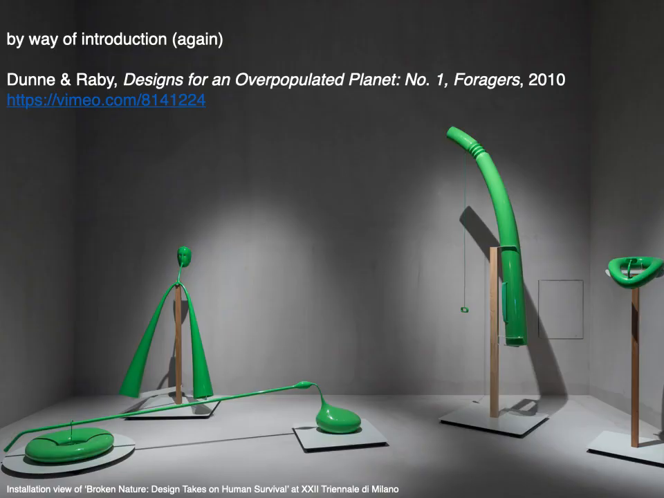Allow me to suggest another example, also in terms of moving images. Here's a work by Anthony Dunne and Fiona Raby, entitled Designs for an Overpopulated Planet. This is number 1, entitled Foragers. Again, there are a number of videos, 5 are in existence. They date back to 2010. And what you can see here is an installation shot of objects made for this series, Designs for an Overpopulated Planet, as they were presented in the 12th Triennale of Milano in 2019. And they became part of an exhibition called Broken Nature, Design Takes on Human Survival.